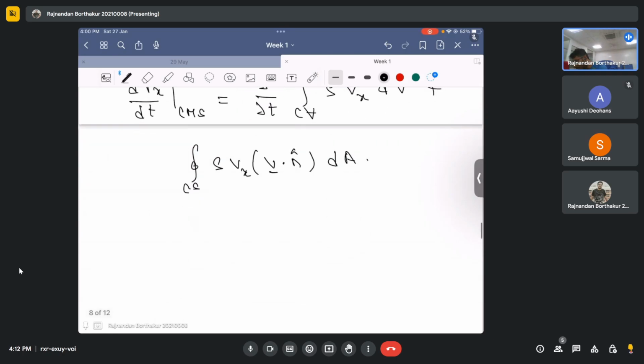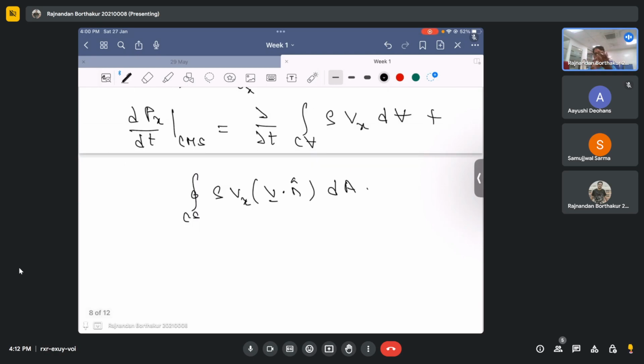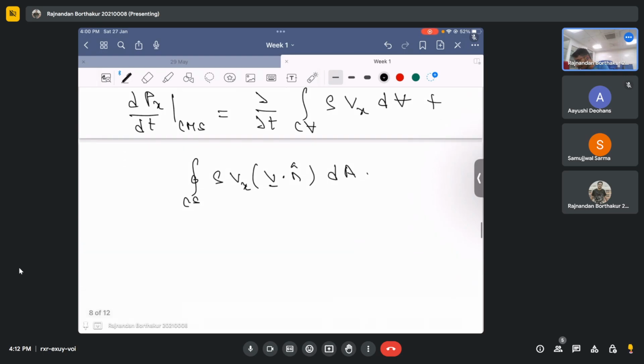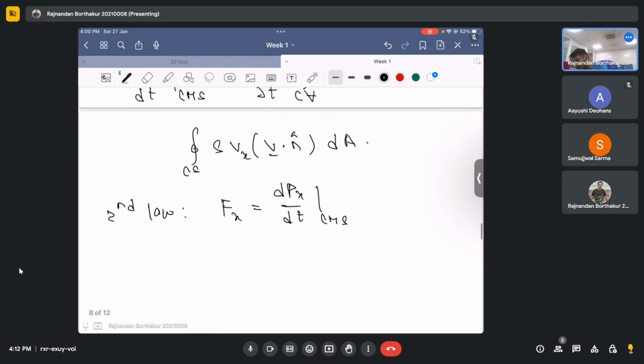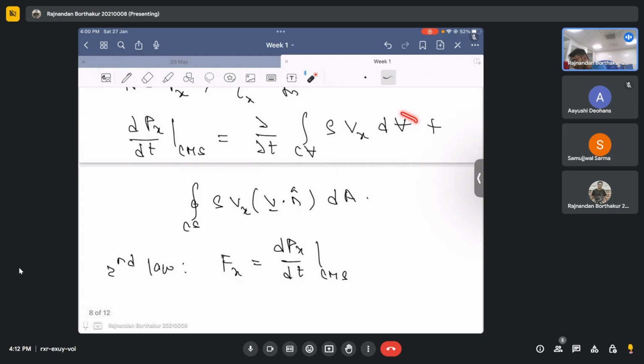So if we apply Newton's second law, what does it say? It says that the rate of change of momentum is just the force, and we seek to investigate the force in the x direction. So from Newton's second law I can write that the force in x direction is equal to the rate of change of momentum. And this rate of change of momentum can be equated to this part in the control volume by using the RTT. So you can see how beautifully there is a bridge between the laws of nature and the one that we seek to evaluate for a control volume analysis.